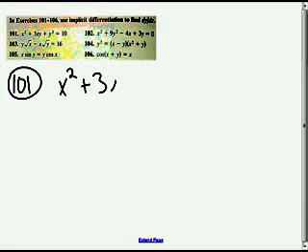All right, we did number 101 in class today, but I thought I'd go ahead and put it on here just in case somebody wanted to see it again. Number 101, we've got the function x squared plus 3xy plus y cubed equals 10. And we want to take the derivative of this.